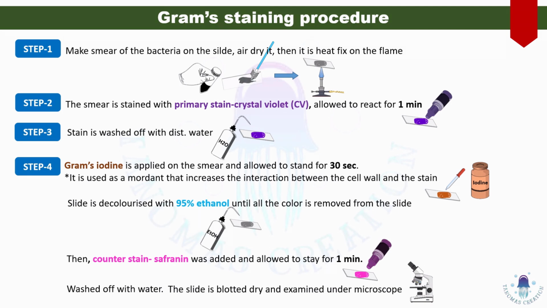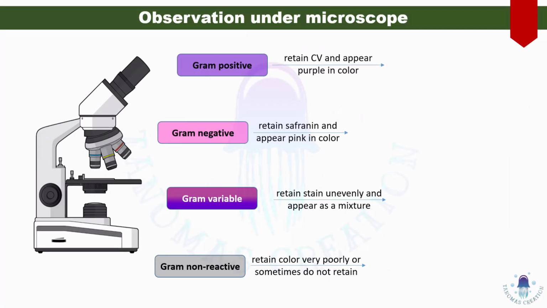It is used as a mordant. Gram iodine is used as a mordant that increases the interaction between the cell wall and the stain. So this is the function of the mordant which we studied earlier. Then the slide is decolorized with 95% ethanol until all the color is removed from the slide. After that, in step 6, counterstain safranin is added and allowed to stay for 1 minute. In step 7, we wash off the bacterial smear from the slide with water and then the slide is blotted dry and examined under the microscope.